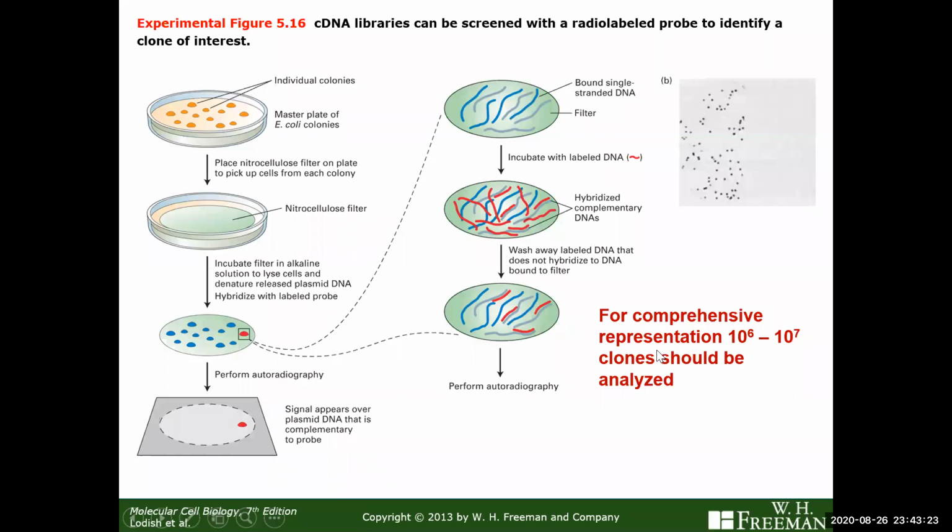Okay, so starting from where we left off in the last lecture: because of the unequal distribution of different kinds of mRNA in a cell, if you are trying to make a cDNA library, there will be a skewed population of members of cDNA in your collection.